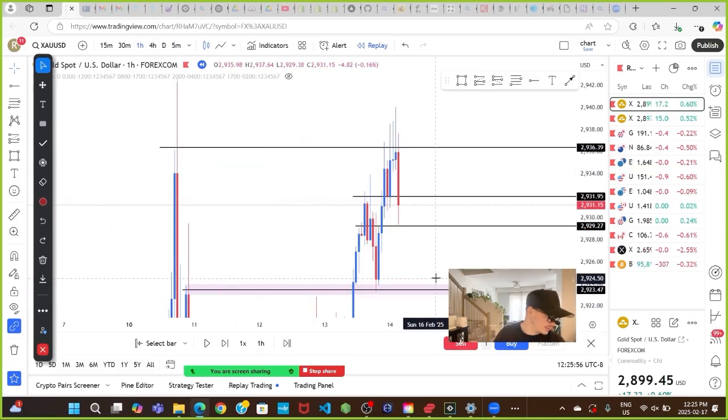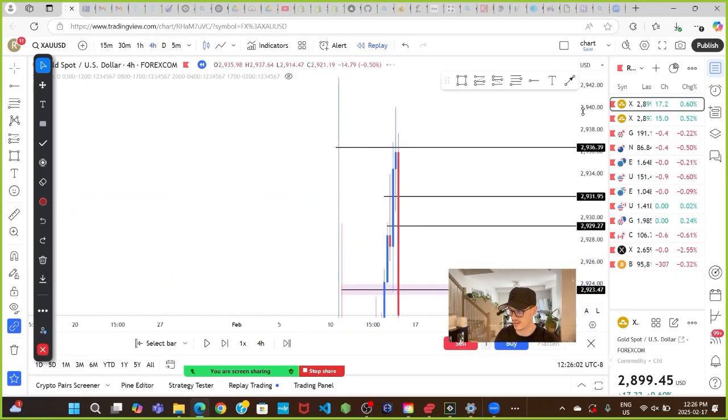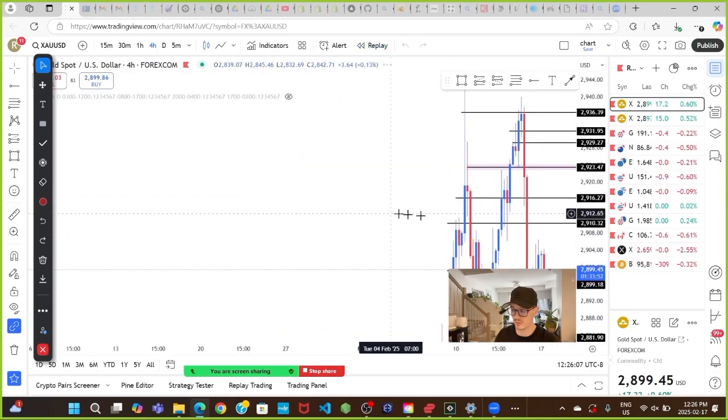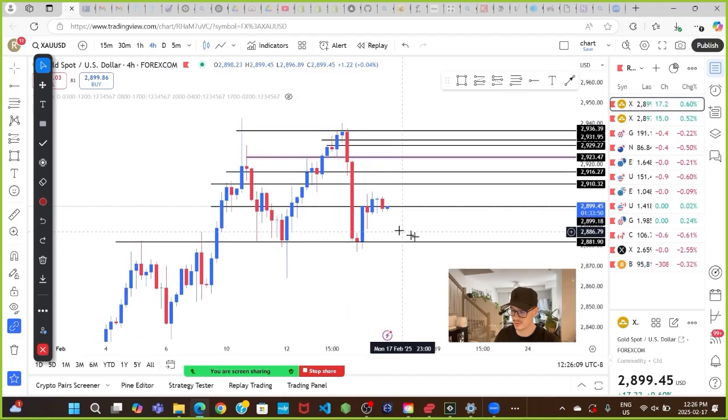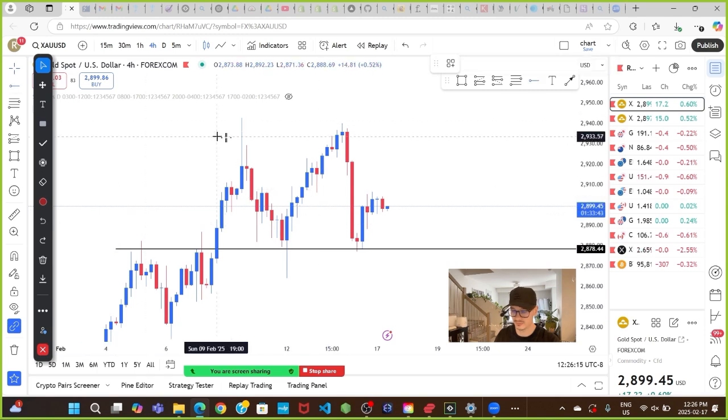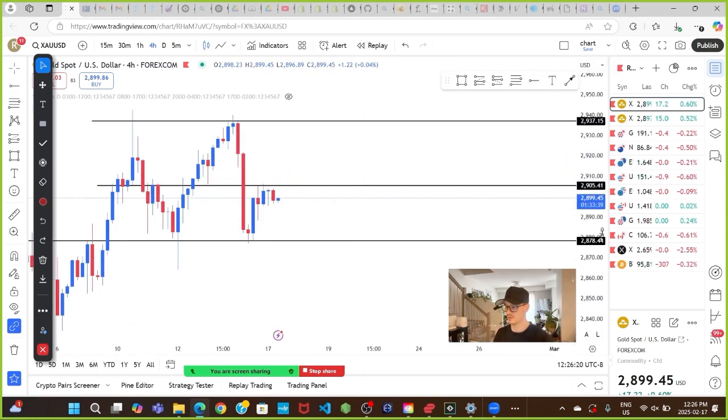What else do we got? The greed, the frustration, some over trading, understanding the higher time frames. Let's get out of this replay mode for a little bit. Let's clear the drawings. Let's look at this higher time frame.